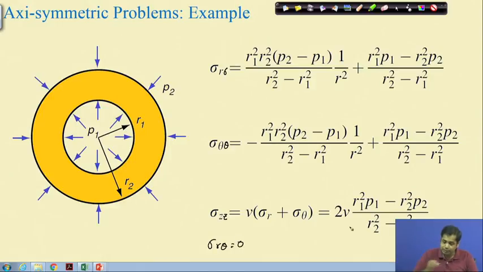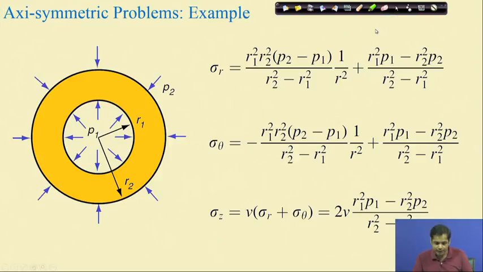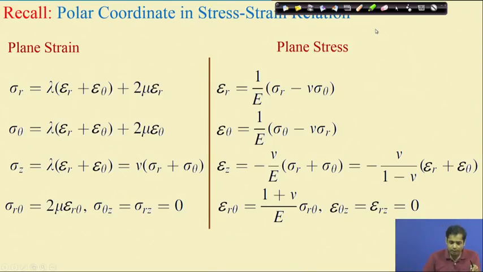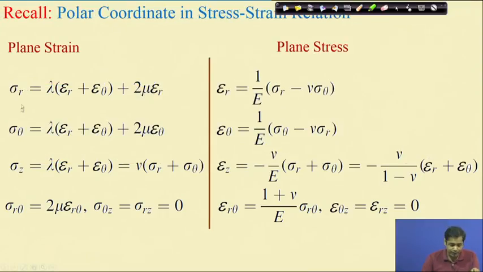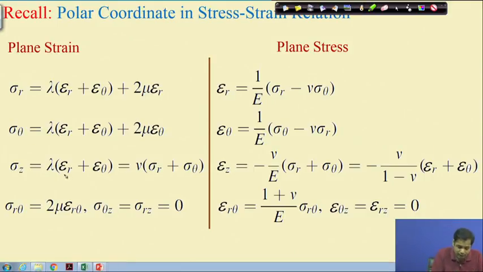Okay. This is the expression for different stress components. Now, once we have the stress components, recall the plane strain problem. These are the stress components we have. Now, we can substitute these stress components here and get an expression for epsilon RR, epsilon theta theta, and epsilon R theta. All the epsilon RR, epsilon theta theta we can obtain.